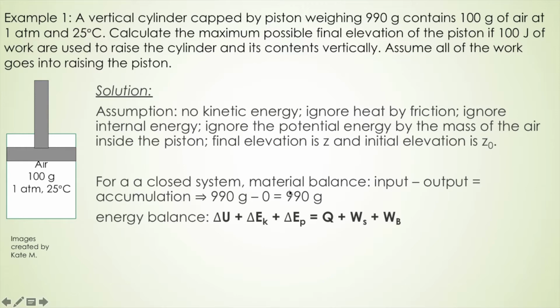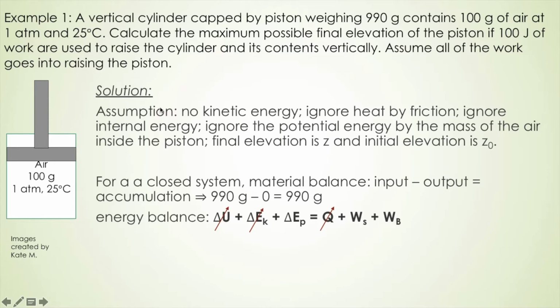Next, write down the energy balance. For a closed system, the energy balance is change in internal energy plus change in kinetic energy plus change in potential energy equal to the sum of heat plus work. And like I said, this is a closed system. There's no flow, so there's no dot on top of the energy terms.